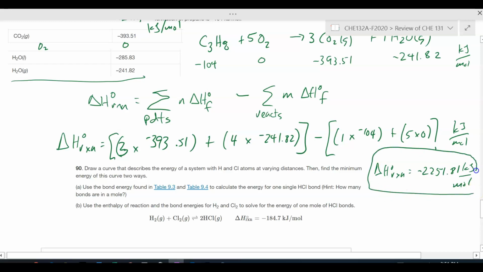So don't stick your hand into the propane grill, or you will get burned. Right, a lot of heat being given off there.